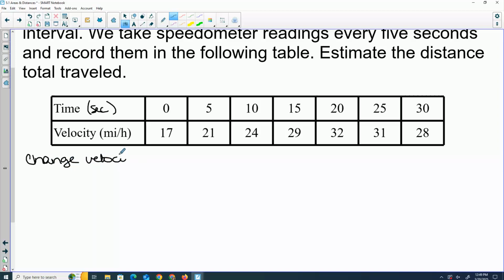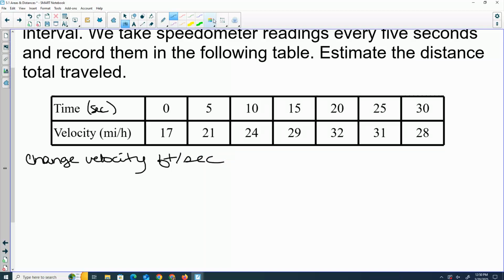So we have lots of options. We could change our time into hours and have some nasty fractions. We can change our velocity into miles per second, but that's going to be pretty ugly. What if we did feet per second? That should give us a more reasonable number.